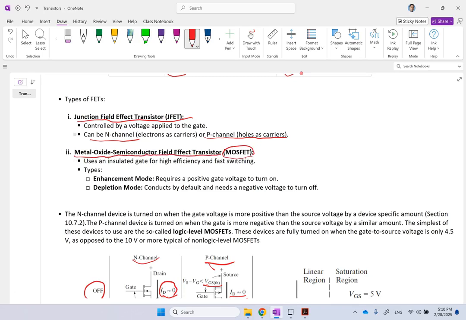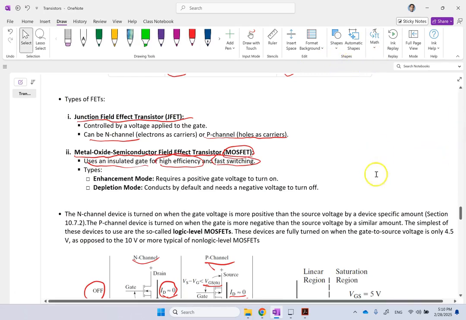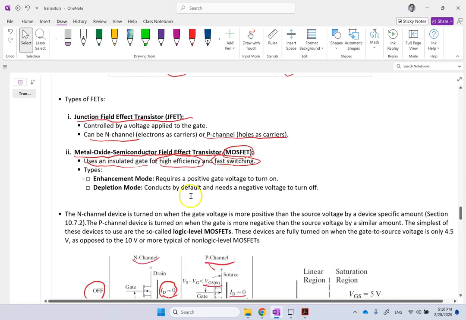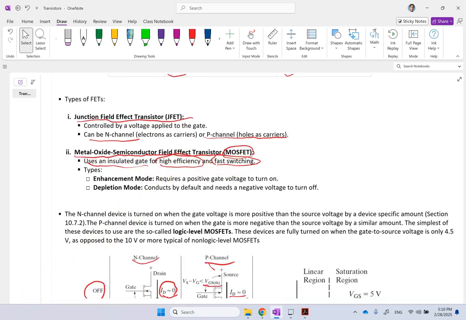field effect transistors. These MOSFETs, they have insulated gates, which makes them very fast in terms of switching and very efficient. So they are more expensive than the JFET transistors because of the metal oxide that is inside them, which makes them faster, makes them more efficient, and they are a little bit more expensive, but they have some important properties like faster switching and higher efficiency.